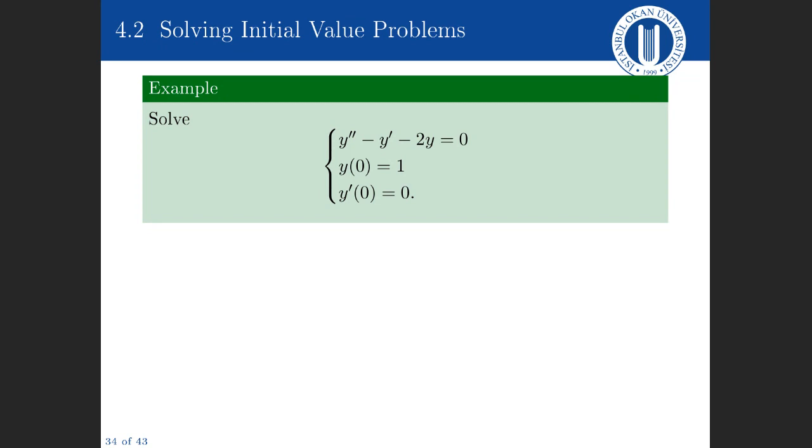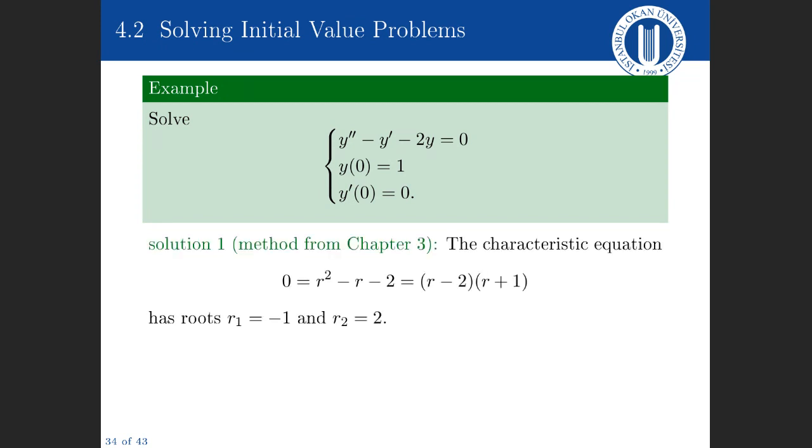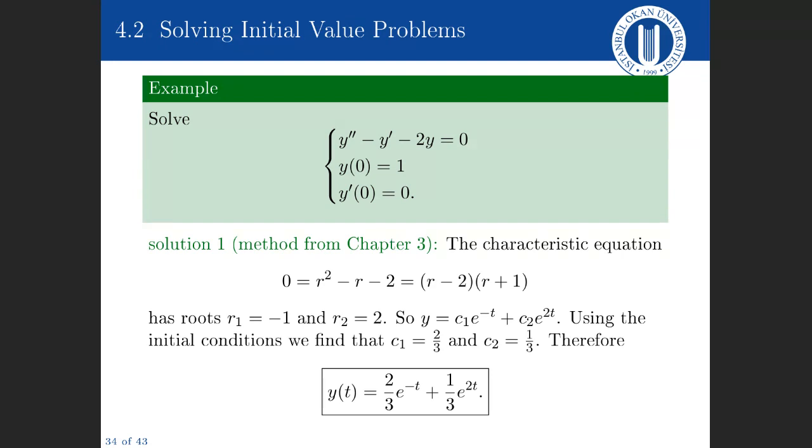Now that we have these formulae, we can solve initial value problems. Here's a simple initial value problem. We already know how to solve this from chapter 3. But now I want to solve this using the Laplace transform. Using the method from chapter 3, this is revision for you, we could write down the characteristic equation and find that the roots are minus 1 and 2. We write down the general solution to the differential equation, and then we find the constants C1 and C2 to find that the solution of this problem is 2 thirds e to the power minus t plus 1 third e to the power 2t.